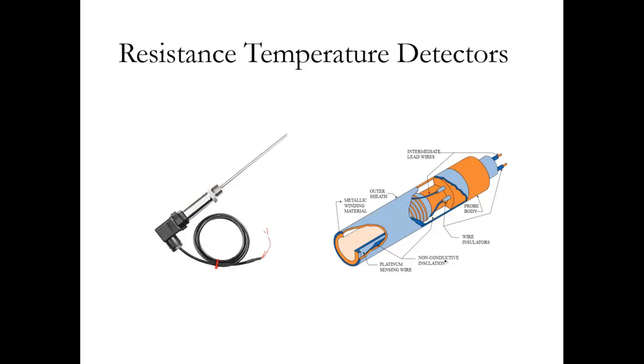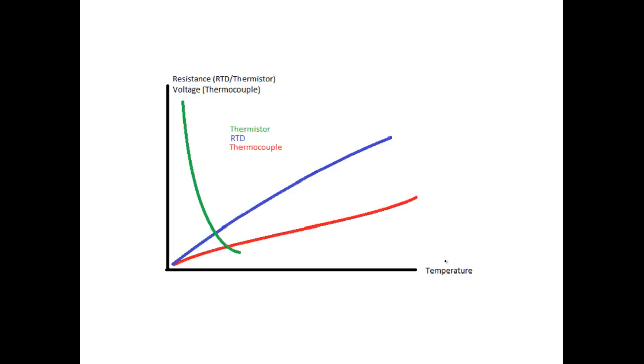Why I have put it up here is because this is part of the resistance change: the resistance of these platinum wires changes as per the temperature, and it has a linear relationship. So that's why it was classified into the variable resistance sensors. So this is a graph of the thermistors, RTDs, and thermocouples.